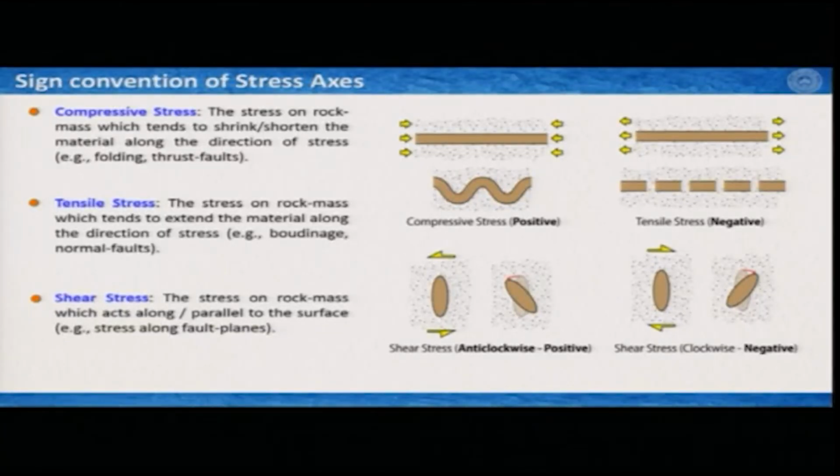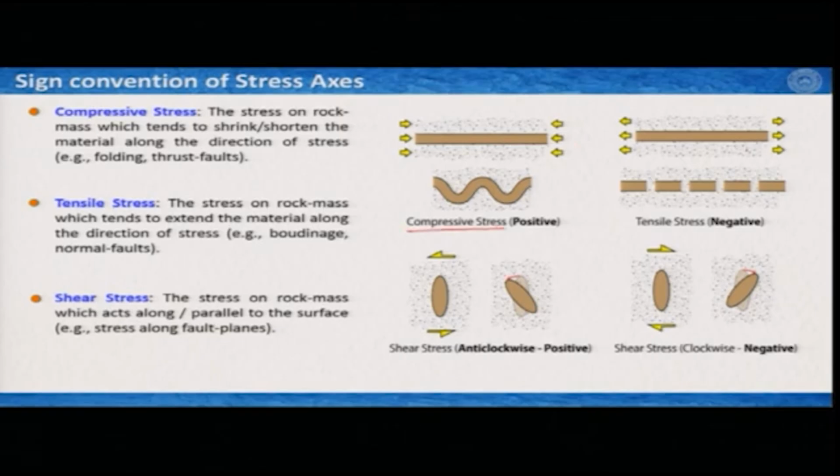And now we will see what compressive stresses, tensile stresses and shear stresses are, and what their sign conventions are. Compressive stress is the stress on a rock mass which tends to shrink or shorten the material along the direction of application. If you have a domain of compressive stress, you form structures like folds, buckle folds or thrust faults. For example, if I have a layer embedded in a matrix, and I apply stresses directed towards each other, I will produce a fold, and it is a compressive stress.